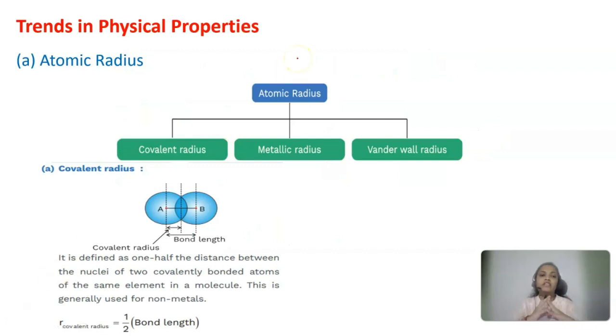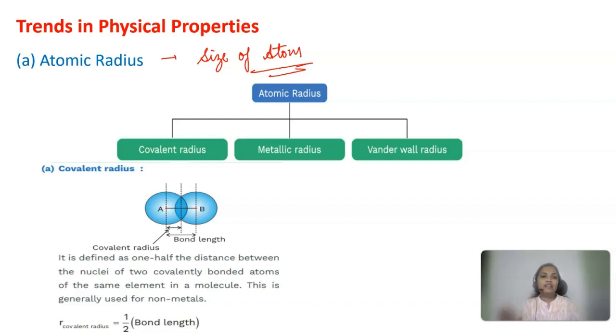So first of all, we need to understand atomic radius. So atomic radius basically deals with the size of atom, right? Size of atom. So if we are talking about size of atom, how we can measure? So you know that atoms are really very small, so it is not easy to measure their size. So atomic radius is represented in different ways.